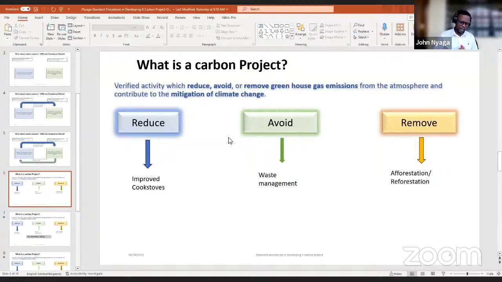Then what is a carbon project in terms of what you are required to do for your activities to qualify as a carbon project? So, sorry, John, do you want to make the presentation mode?